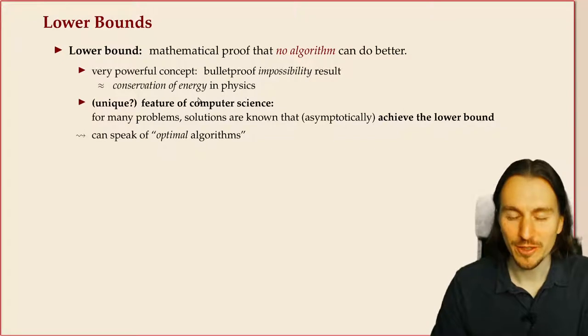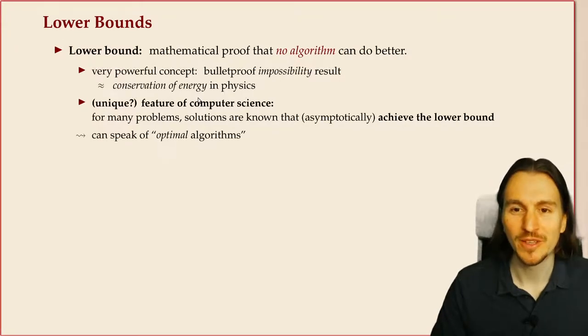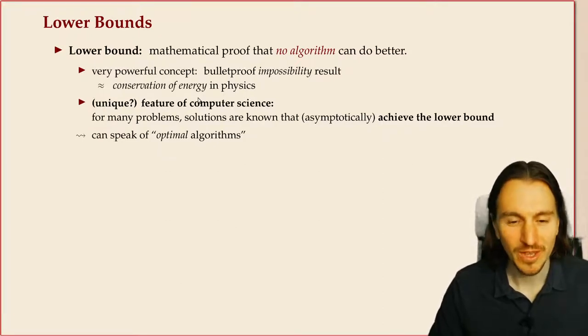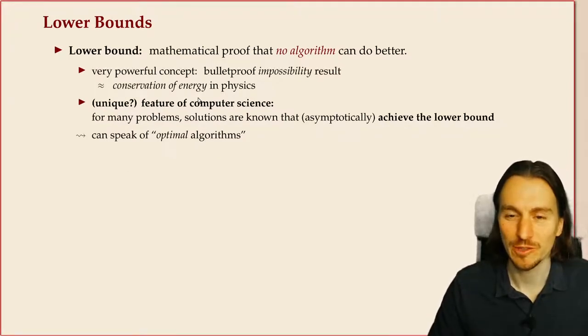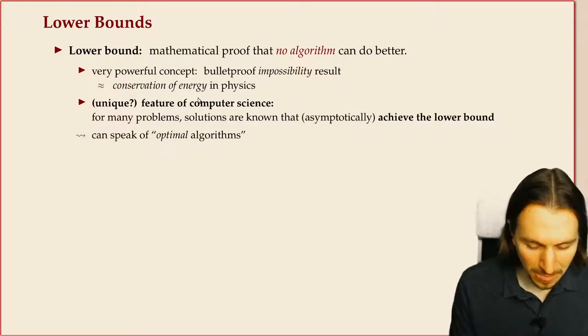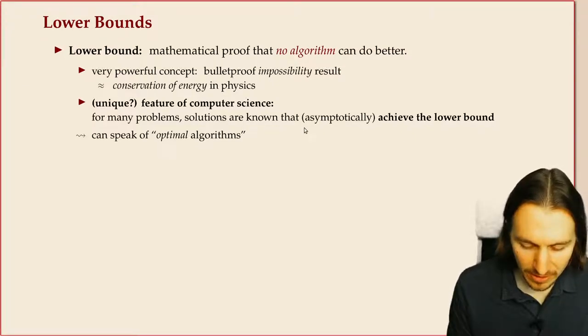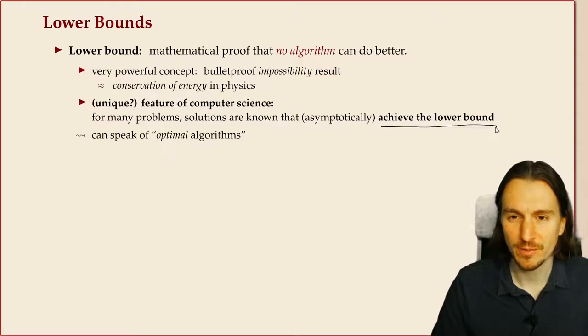I'd like to compare it with conservation of energy principles in physics, but it's usually much stronger. I mentioned this before. Usually we can prove stronger lower bounds than what the fundamental limits in physics mean for machines. Usually our combustion machines reach limits much earlier than the conservation of energy would predict. In computer science, we're often much closer in that we can, for many problems, achieve something that is at least asymptotically the same as the lower bound. We find an algorithm that has the cost predicted by the lower bound up to constant factors and up to the fact that we have to restrict our attention to large inputs.